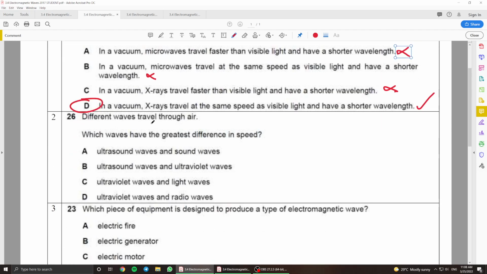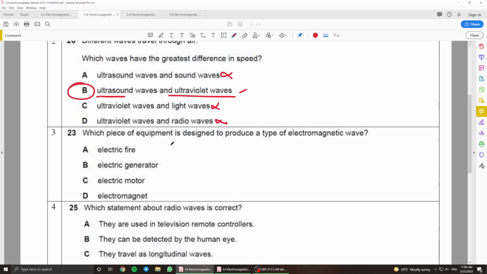Different waves travel through air. Which waves have the greatest difference in speed? Ultrasound and sound waves, they are the same. Ultrasound waves and ultraviolet, they are quite different. Ultraviolet waves and light waves, they are the same. Ultraviolet waves and radio are the same. So this is the greatest difference here. This is about 300 meters per second, and this is about 3 times 10 to the power of 8 meters per second.